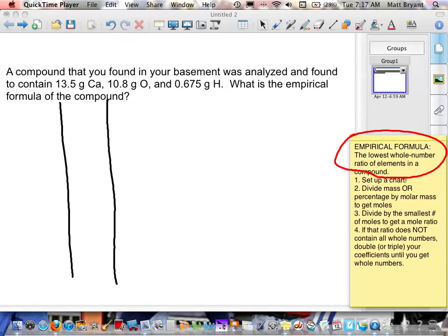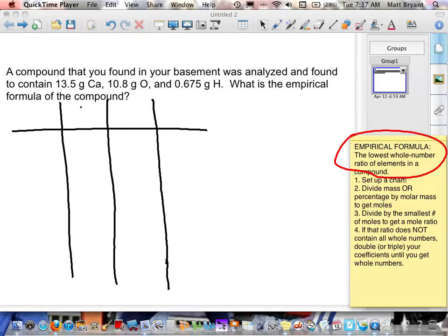Now, let me just read the problem before I go too far. It says that a compound that you found in your basement was analyzed and found to contain 13.5 grams of calcium, 10.8 grams of oxygen, and 0.675 grams of hydrogen. What is the empirical formula of the compound? Now, in this case, you would be given either a percentage or a mass. You can use either one in exactly the same way. If you're given percentages, you can just assume that you have 100 grams of that material and operate in the same way as if you were given masses like we are here.